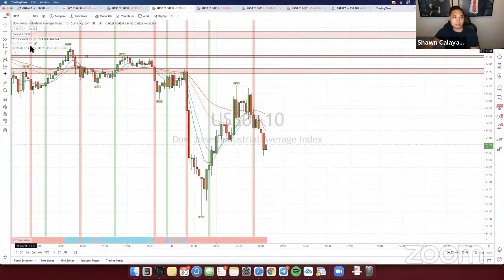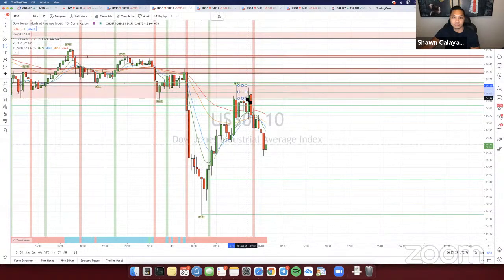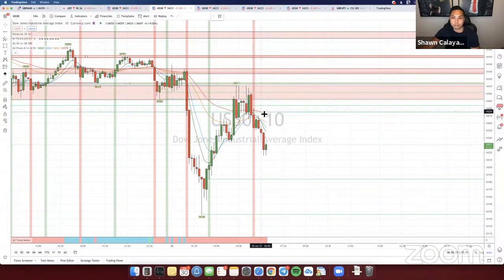Let me see if there's any other zones here for any possible snipes. Let's see. We got one there. One right there. We got another one right here.